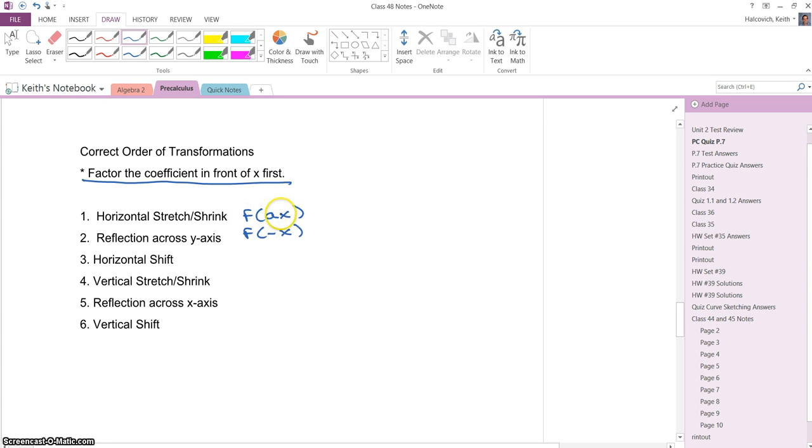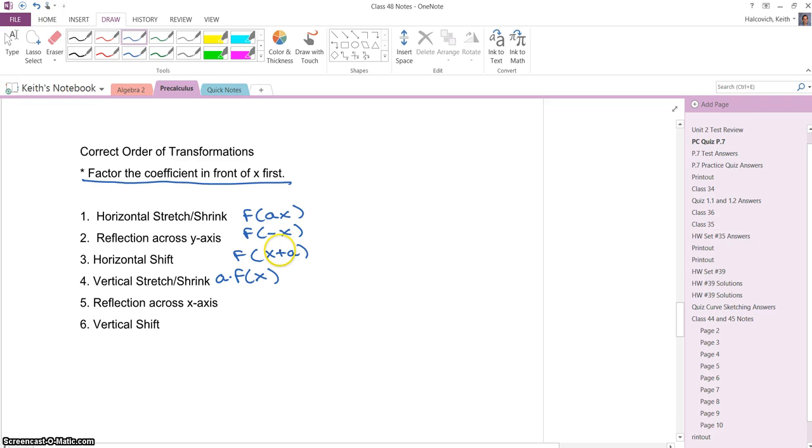Notice that means the negative sign or adding or whatever is inside the function. The stuff that happens next is outside the function.